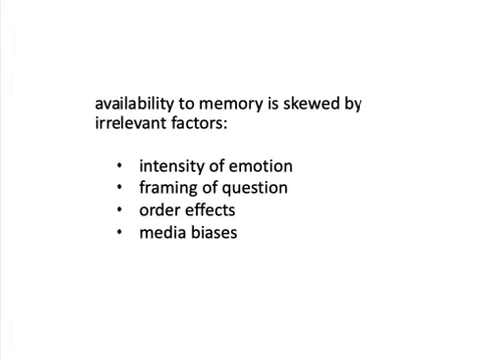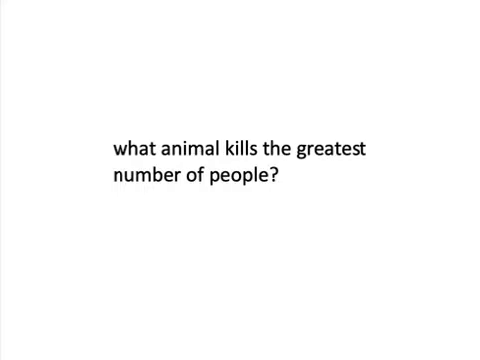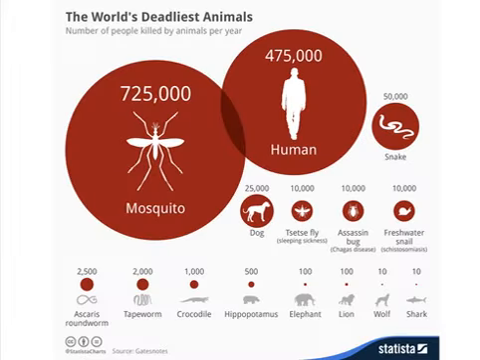So as an example of the final one, consider the following question: which animal kills the greatest number of people? And I think, at least for myself and for many people, the immediate answer would be that it's a shark or maybe a bear. But if we look at the actual statistics, the answer is mosquitoes, and then humans after that.